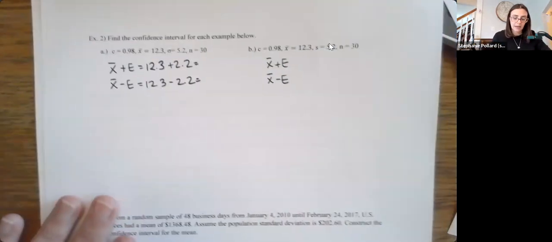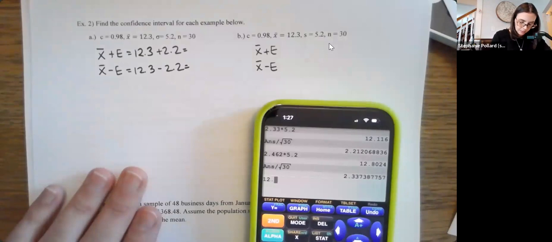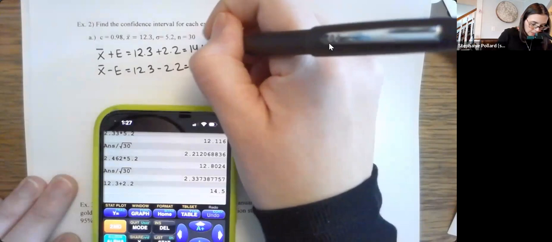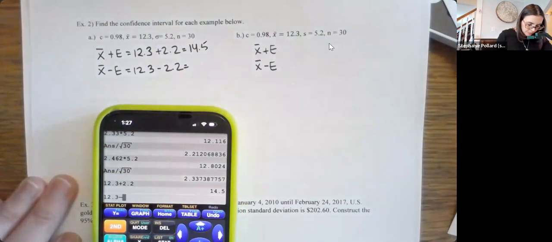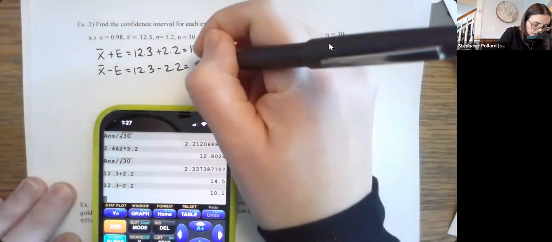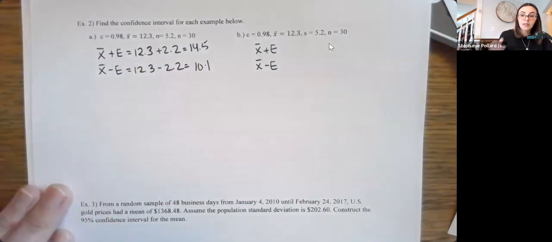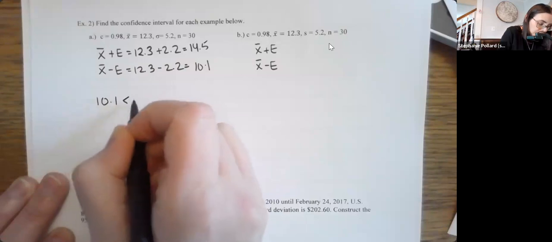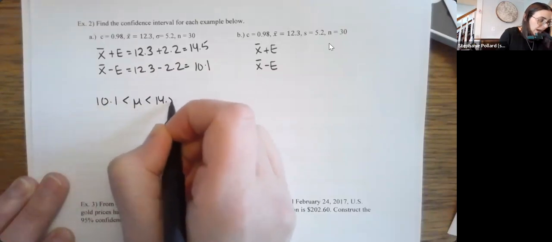And again, we're just going to go ahead and add and subtract. So we're going to get 14.5 and 10.1. So our confidence interval, if we were using the normal curve here, would be 10.1 to 14.5.